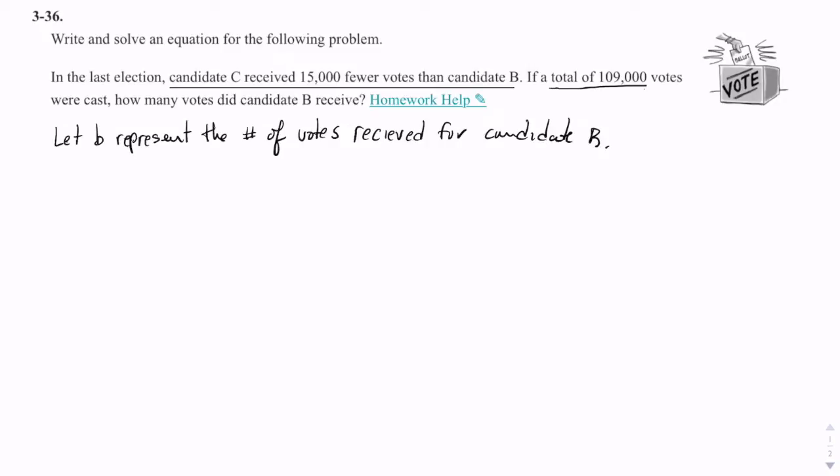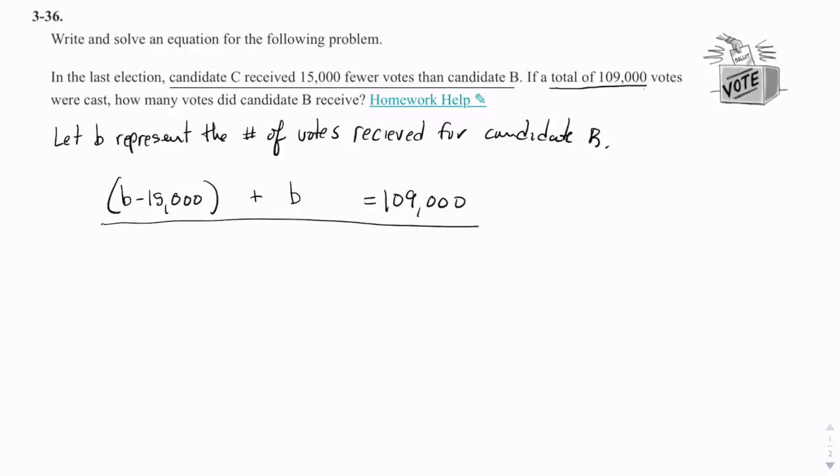Okay, so now what do we have? We have the total of all the votes equals 109,000, right? So that includes candidate B plus candidate C. Well, candidate C received 15,000 fewer than B. So candidate C would be B minus 15,000, right? That's how many candidate C got. And then if we add that to how many candidate B got, we get a total of 109,000. Okay, so there's my equation that represents the situation.